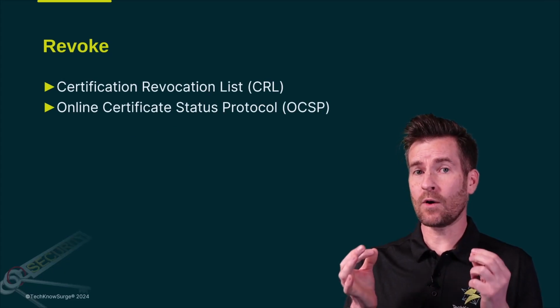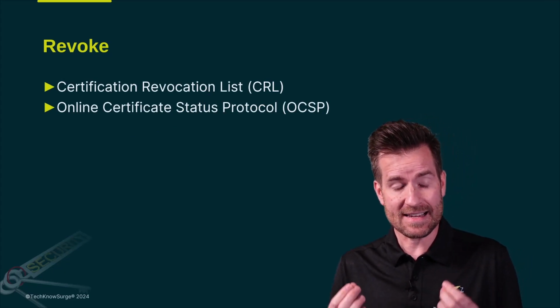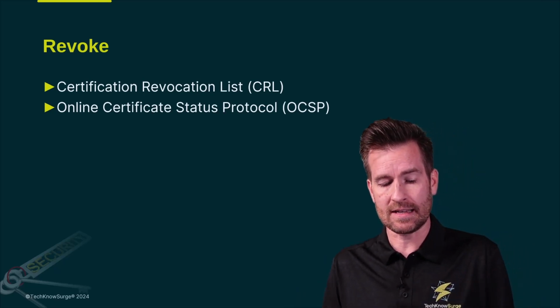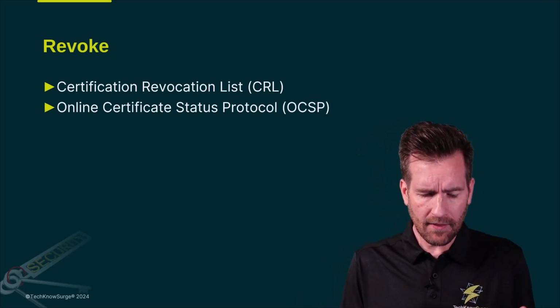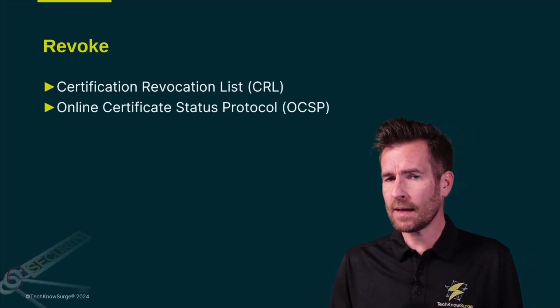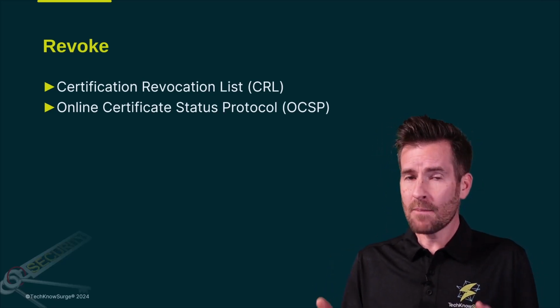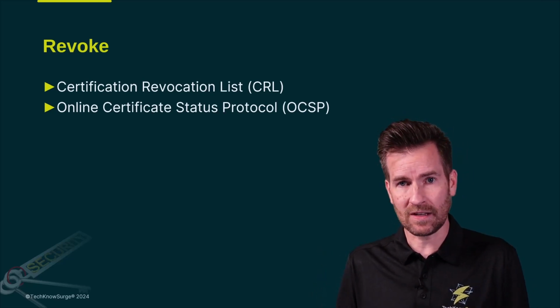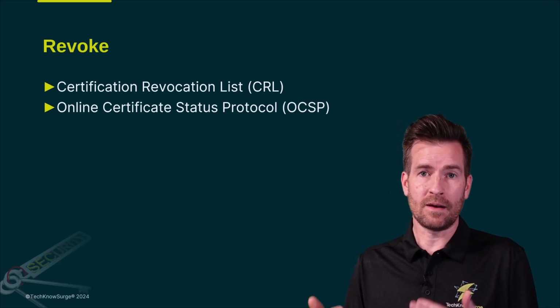And the two ways that we can make sure that a certificate is not revoked is either using the Certificate Revocation List, the CRL, or the Online Certificate Status Protocol, the OCSP. We'll get more in depth into that in another video, but these are the two mechanisms that we use to revoke certificates after they've already been verified.